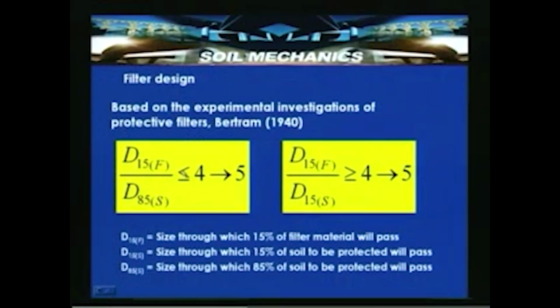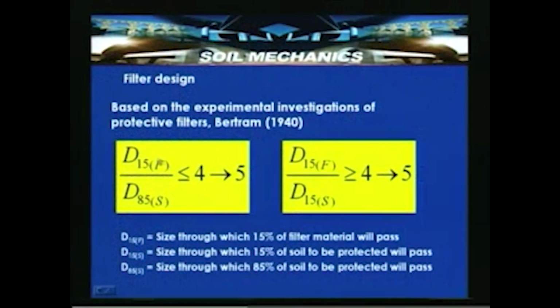According to Bertram 1940, based on experimental investigations, some criteria have been set forward for protective filters. The ratio of D15 of filter to D85 of soil should be less than or equal to 4 to 5. This is to satisfy criteria number 1: the ratio of D15 of filter to D85 of soil should be less than or equal to 4 to 5.